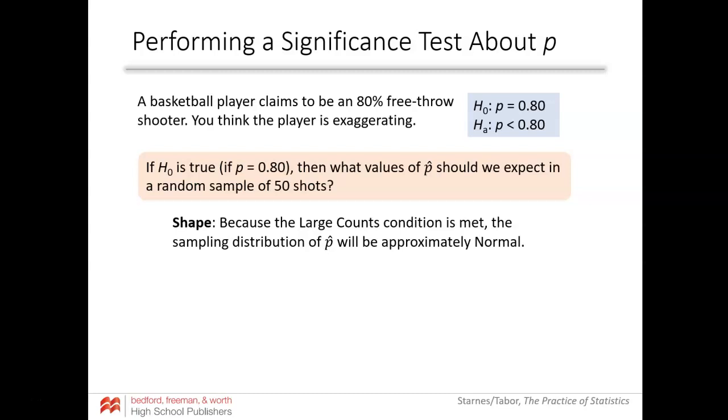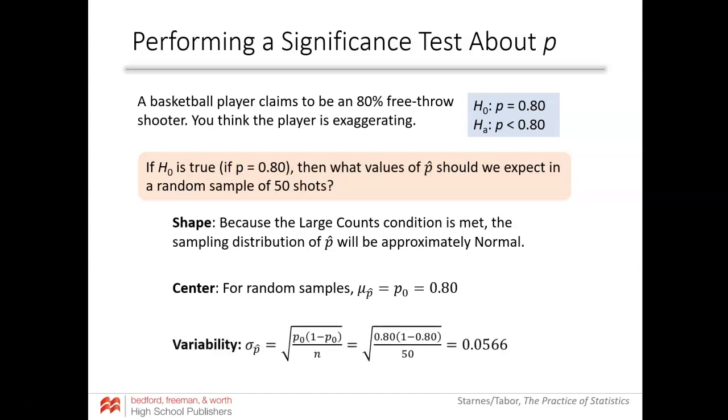Now they didn't go through and show the large counts condition. I think we've actually done this question on a previous lesson, if memory serves me correct. So they would have done 50 times 0.8 and 50 times 0.2, which are both greater than or equal to 10. And then the center, remember from our previous work, the mean of the sample proportions would be equal to the proportion of interest, so 80%.